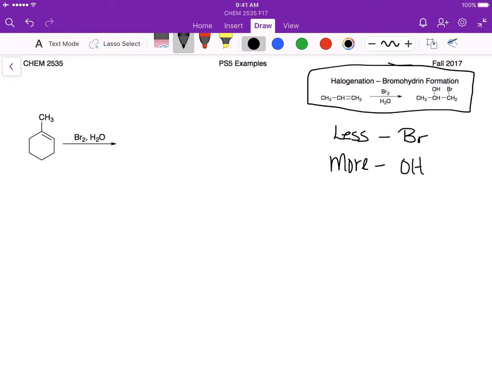Okay? Now, also remember that we have stereochemistry in play here. Whenever we're doing these halogenation reactions, these are going to be anti-addition. Okay? Now, since they're going to be anti-addition, that means that our bromine and our OH group need to be anti or trans to each other. So we have to keep that in mind when we're predicting our product here.